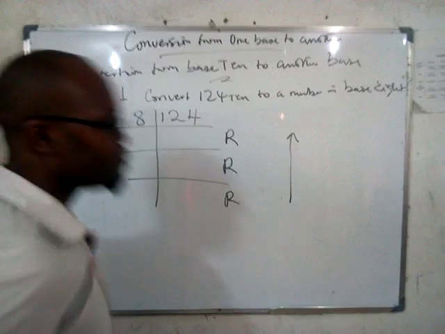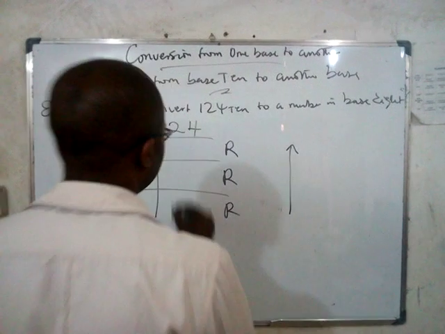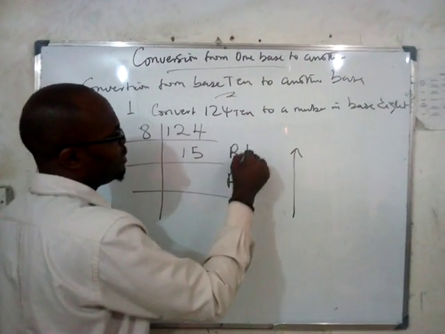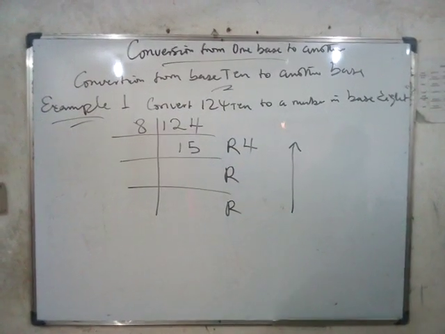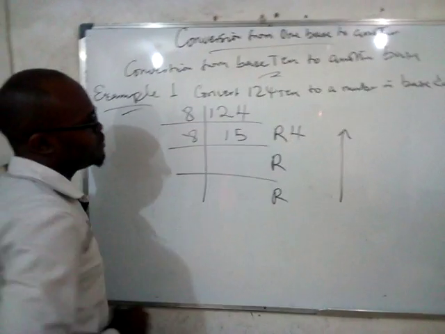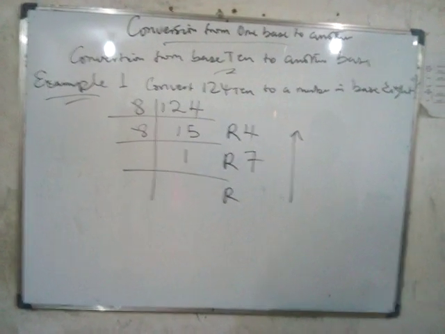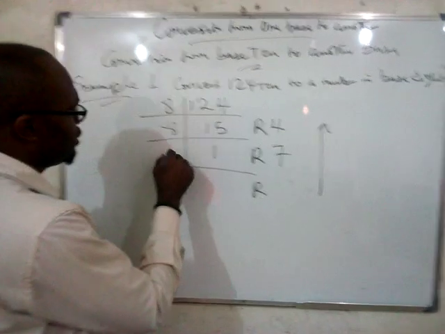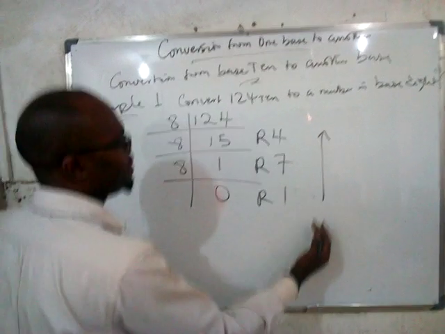So let's say 124 divided by 8 is what? Press your calculator. It will give us 15 remainder 4. Now 15 divided by 8 will give us 1 remainder 7. Now 1 divided by 8 will give us 0 remainder 1. And the answer becomes the remainders taken up.